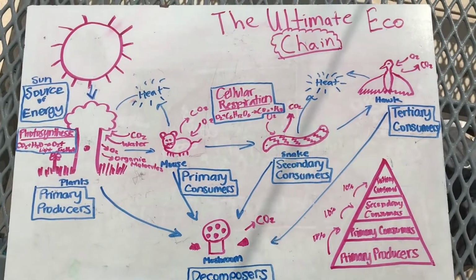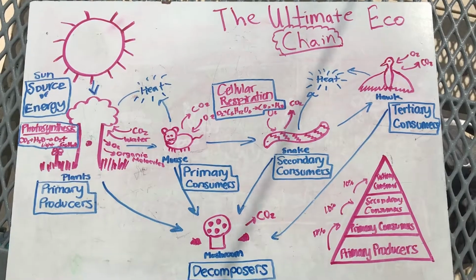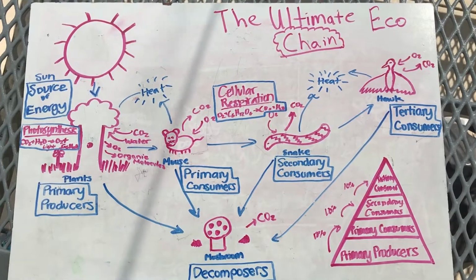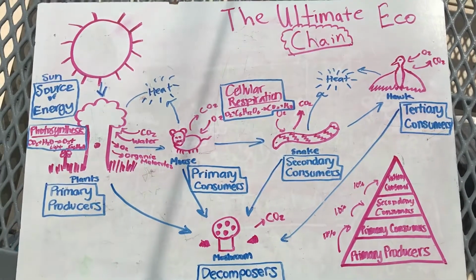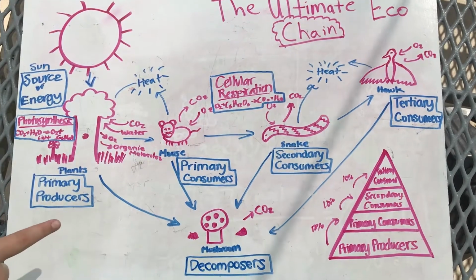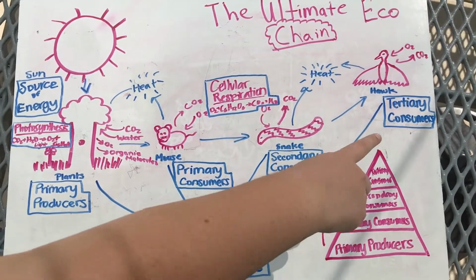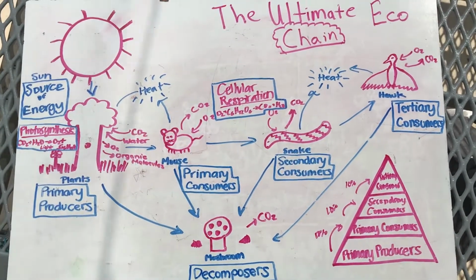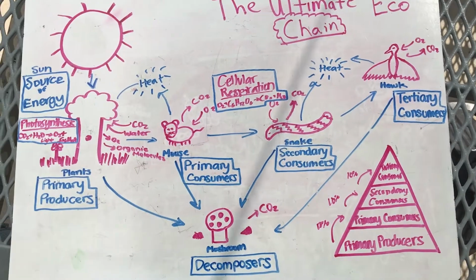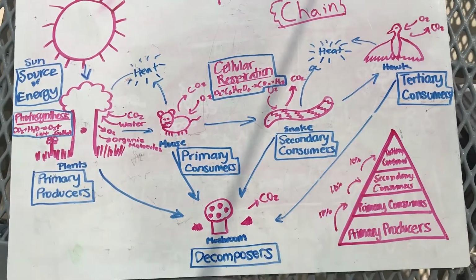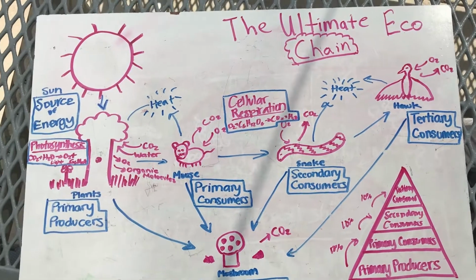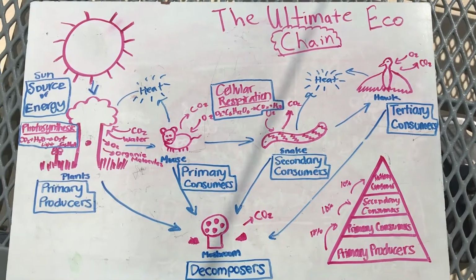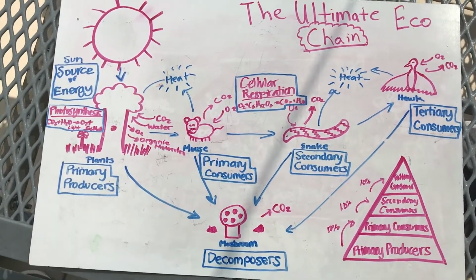And then the snake would eat the mouse, making it a secondary consumer, and the snake would gain 10% of the mouse's energy, and because it's getting so much less energy, there are fewer secondary consumers than primary consumers. And then after that, the hawk will eat the snake, making it a tertiary consumer, and get 10% of its energy. Also, the hawk is the final consumer at the top of this pyramid and nothing will consume the hawk, which means the hawk is also known as an apex predator since it is the top predator of the food chain.